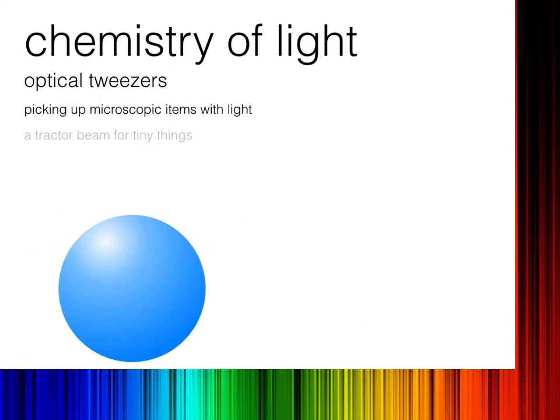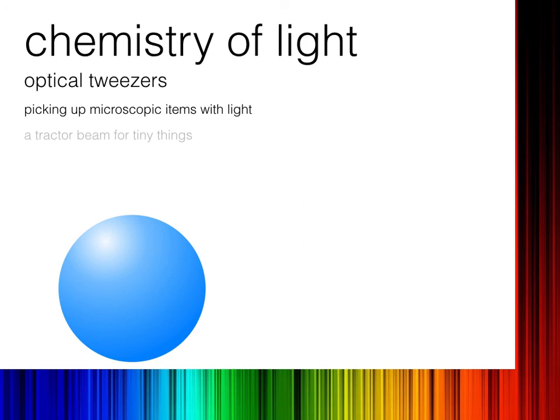For me, one of the coolest things about light, though, is being able to pick up tiny objects like cells just using a beam of light. Now this is using the same principles we have with rainbows, refraction of light, but it's also looking at the fact that momentum has to be conserved.